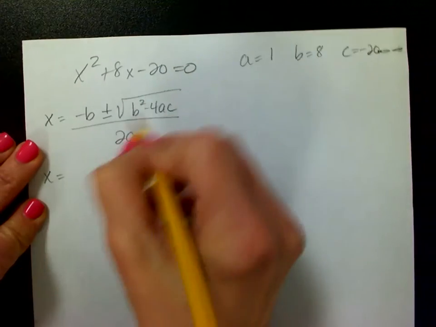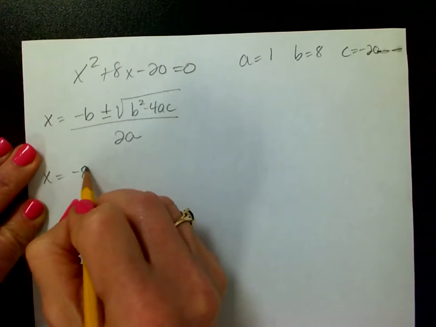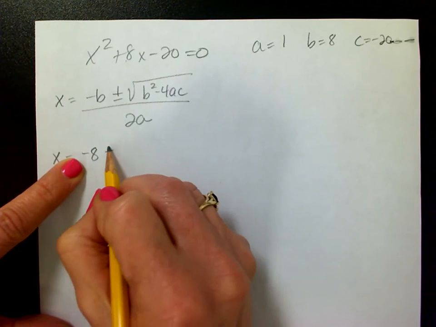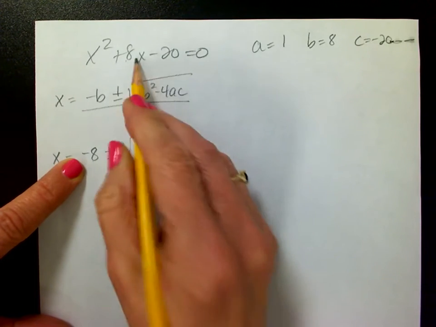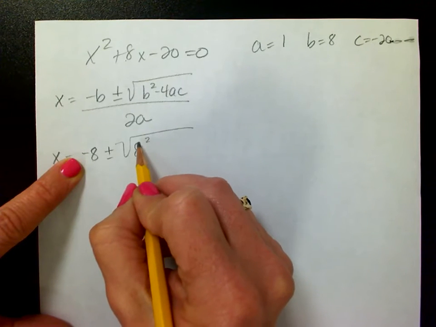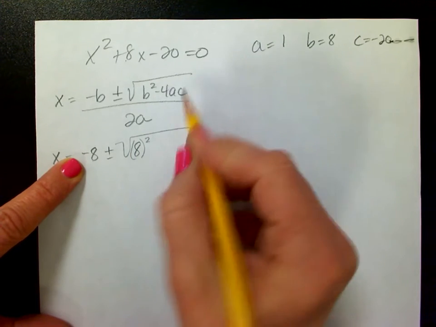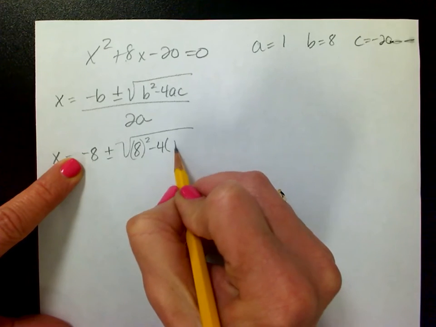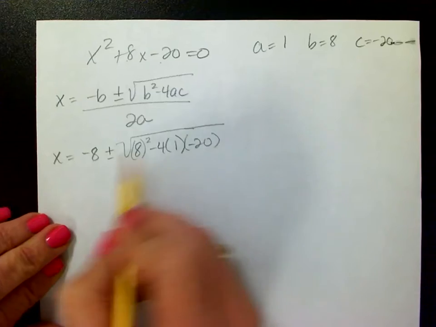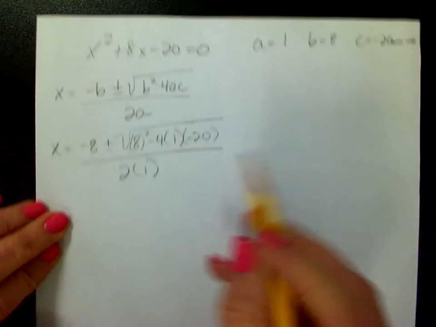All right, so the opposite. Now I'm not going to put parentheses here because this 8 is positive. So I'm going to say the opposite of 8, plus or minus 8 squared. Now you can do parentheses or no parentheses. It's just when it's negative, you have to have parentheses. So if you want to get in the habit of doing that, that's fine. 4 times 1 times a negative 20. Make sure it's a negative 20. All over 2 times 1.